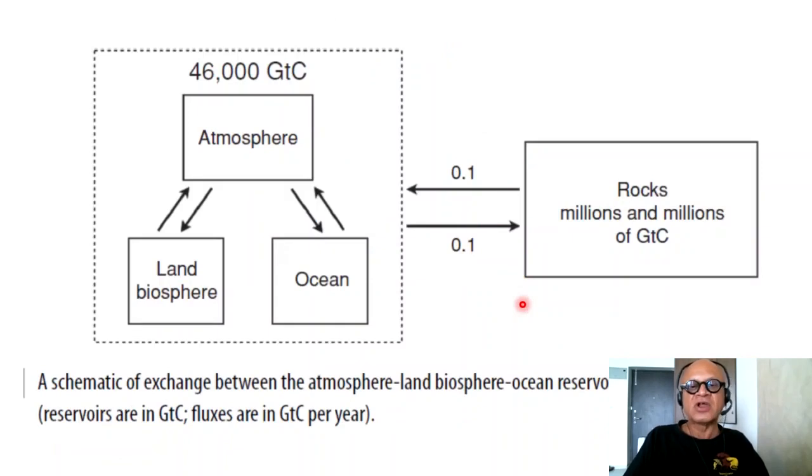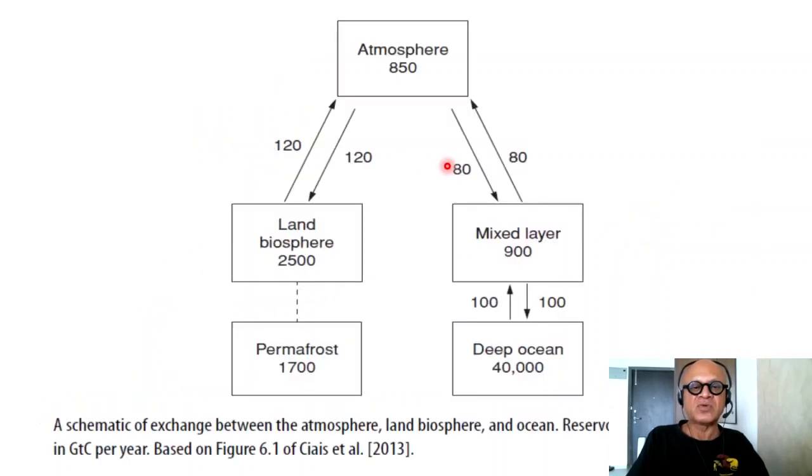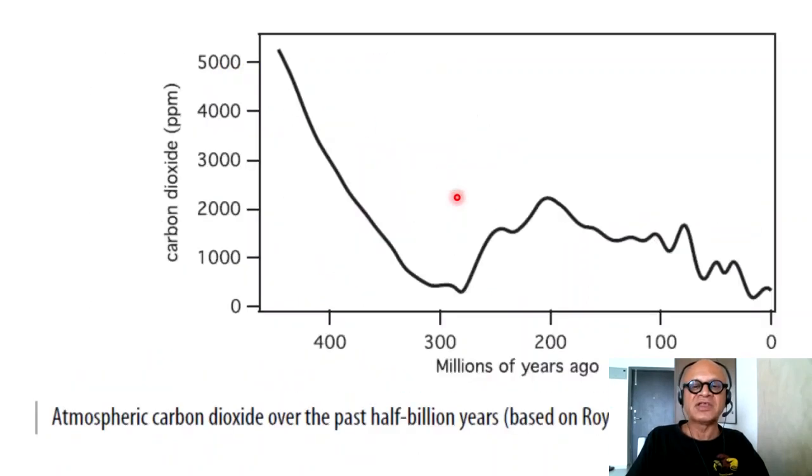Okay, so there are massively different reservoir sizes as well as massively different time scale of exchanges, and of course the flux differences are also large. This is 0.1 gigaton carbon per year, whereas this is 120, so they are a couple of orders of magnitude larger.